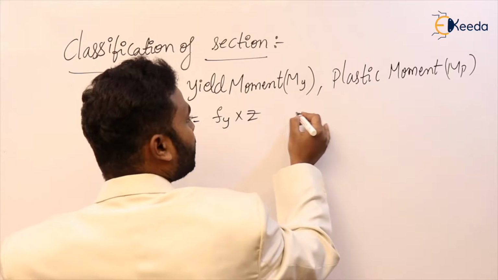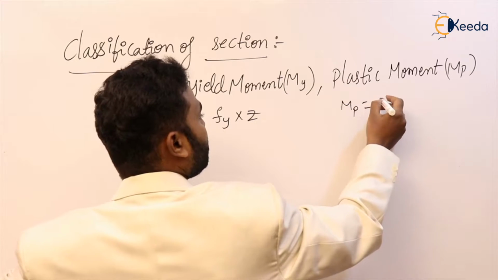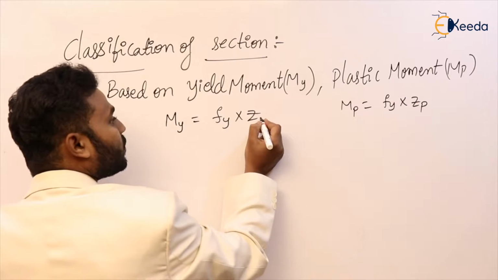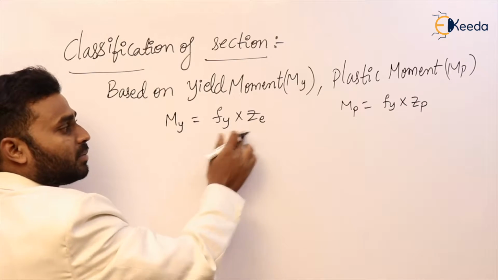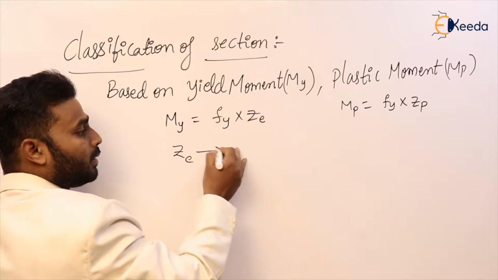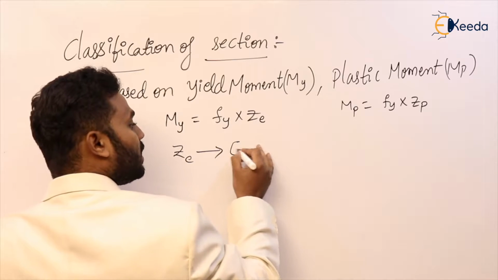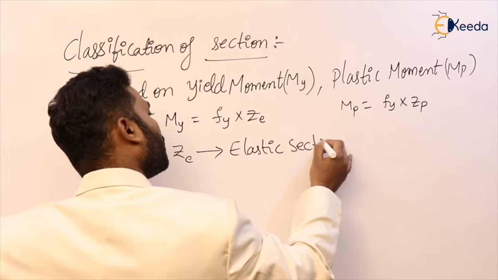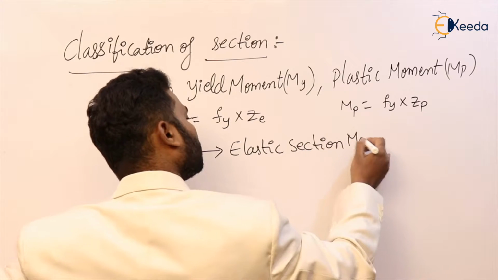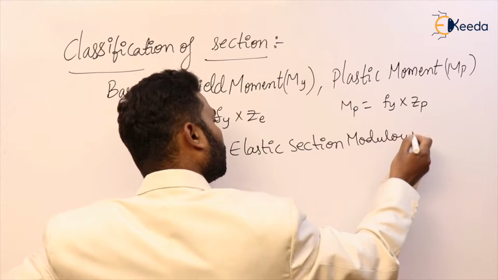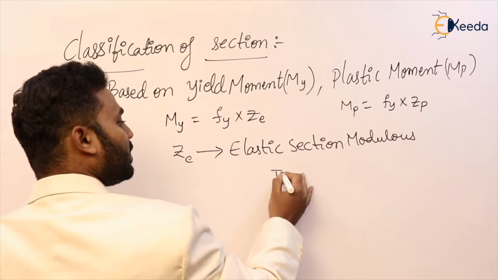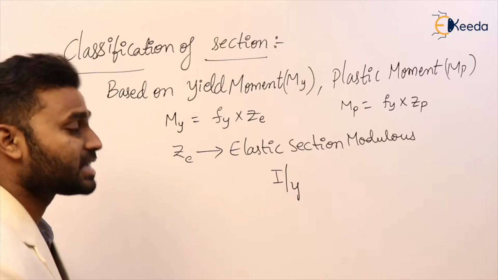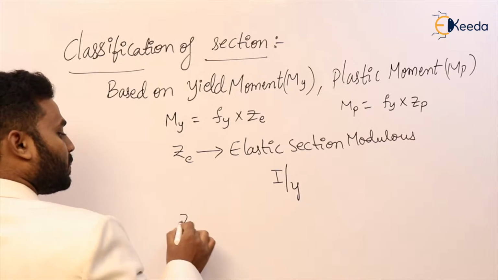So how to calculate that Mp? Mp is equal to Fy into Zp. So strictly speaking, we have to call it as Ze. So Ze is nothing but elastic section modulus. The formula for it is I, moment of inertia, by Y, maximum distance from the neutral axis, that is elastic section modulus. Now coming to Zp, what is Zp?